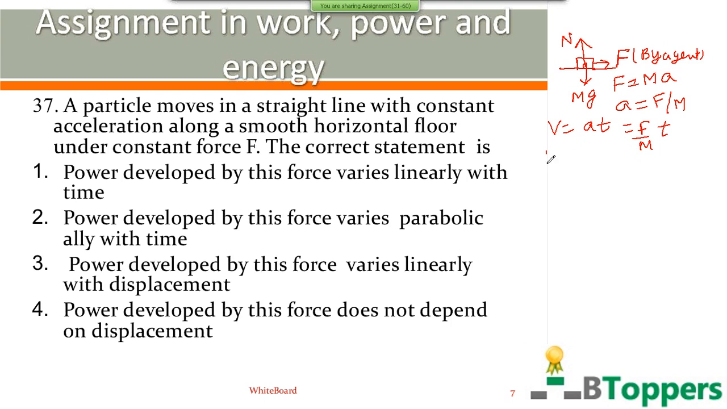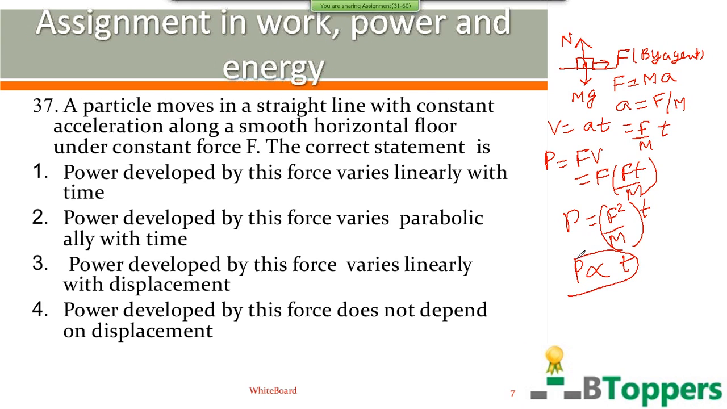So the instantaneous power developed in time t is given by F into v. That is F into Ft by m. So it equals F square by m into t. F is a constant in the given example, and the mass of the particle can also be assumed to be constant. So the power developed by the force varies linearly with time. Therefore, the first option is the answer for this question.